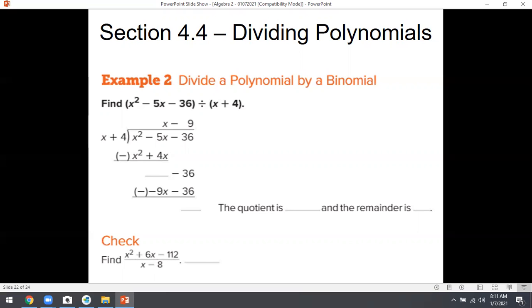And if you want to do a little grade school division symbol, be my guest. Or if you just want to write it on the bottom, you can. Either way is okay. Me, I never write the divide by symbol. I just put it on the bottom. If I'm dividing by x plus 4, I will divide by x plus 4.